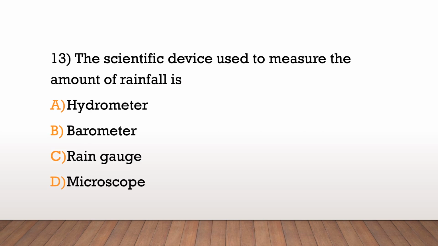The next question is, the scientific device used to measure the amount of rainfall is A. Hydrometer, B. Barometer, C. Rain gauge, or D. Microscope? The correct option is option C. Rain gauge. Hydrometer is used to study the characteristics of water, barometer to study the atmospheric pressure, and microscope to study small microorganisms.